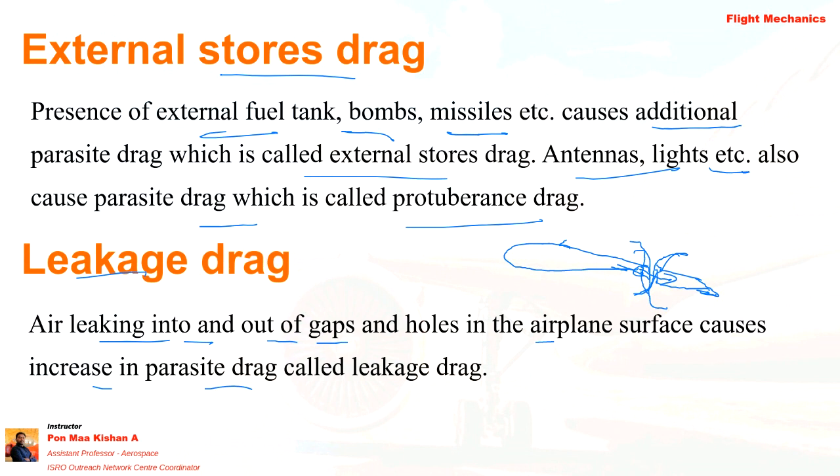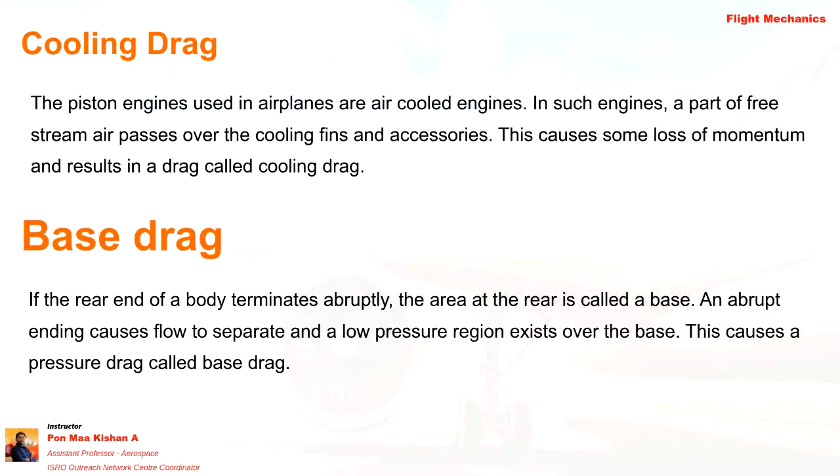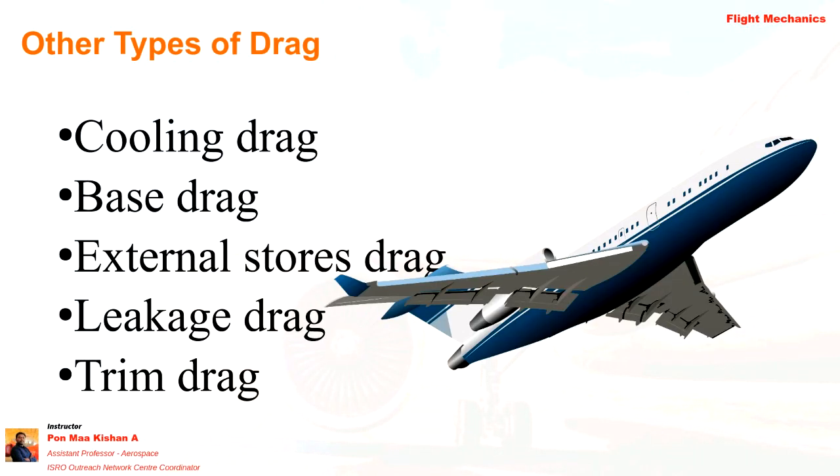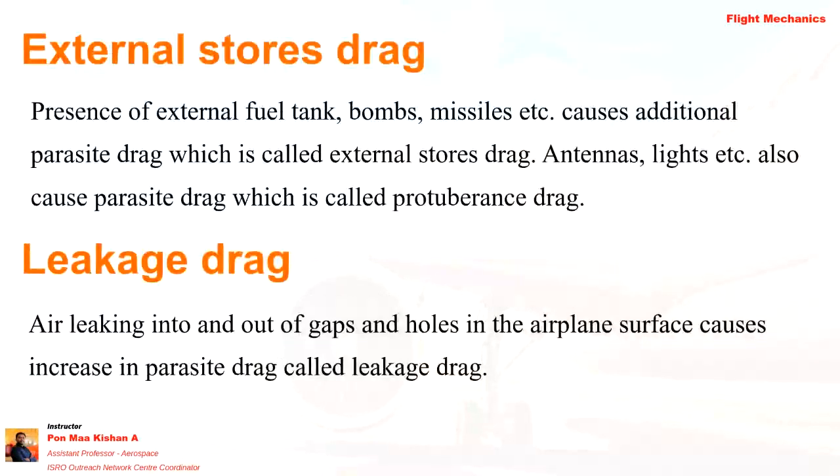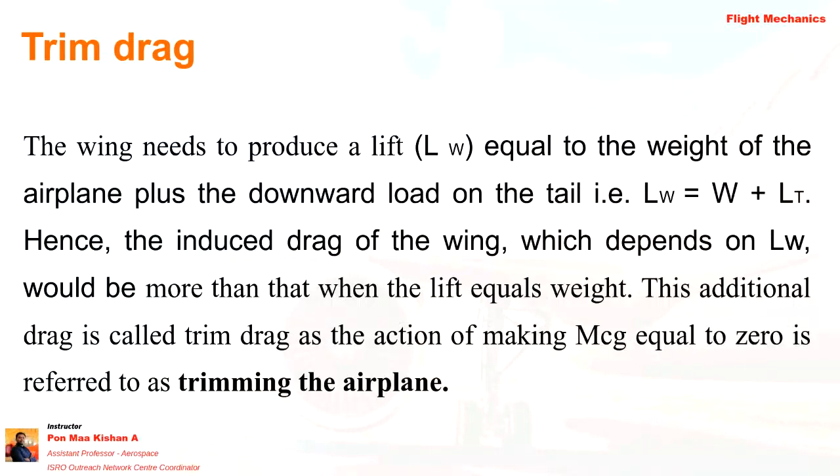So when air is leaking into and out of gaps and holes in the airplane surface, it causes increased parasite drag called leakage drag. Okay, so this type of drag also needs to be considered when we are speaking about the overall drag contribution of the aircraft. So the last one is trim drag. I hope you know what trim is, right? Trimming of an aircraft. So there is not much need of explanation.